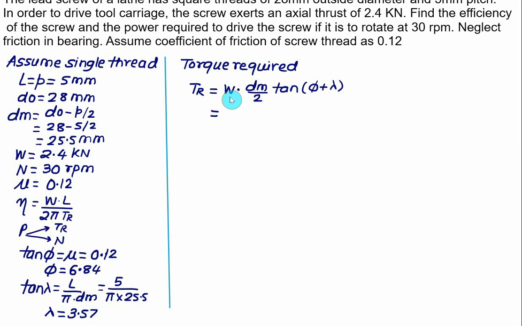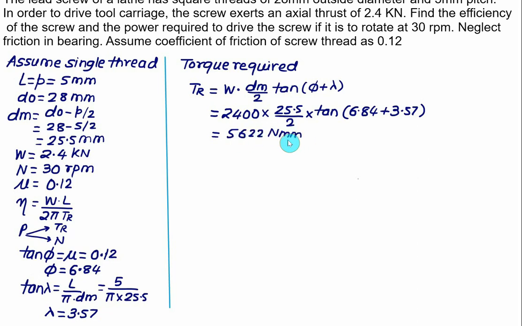So W equal to 2.4 kilonewton is 2400 into dm by 2. dm is 25.5 divided by 2 into tan of phi, and we have phi equal to 6.84 plus lambda 3.57. This answer will come in Newton mm, approximately equal to 5622 Newton mm. So you have to use the value in Newton meter as 5.622 Newton meter. And now we can calculate here the power.